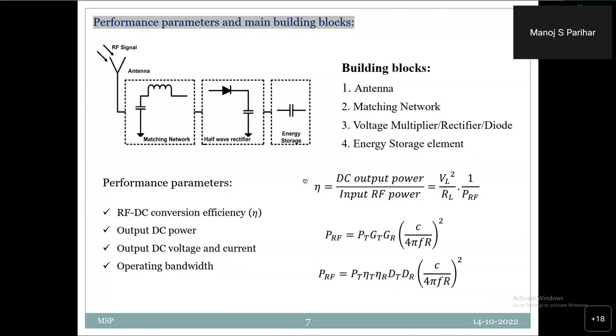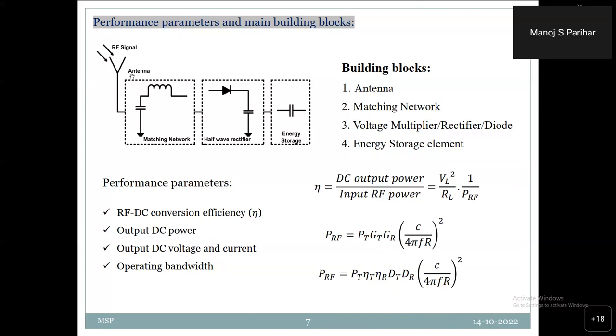So the basic building blocks are the antenna, matching network, voltage multiplier, rectifier diode, then the energy harvesting and energy storage element. And what are the performance parameters? We can quantify the performance of this energy harvesting circuit using RF to DC conversion efficiency, which is defined as the DC output power to the input RF power, or we can say VL squared, the voltage across your load, divided by the load resistance, divided by the RF input to the rectifier integrated antenna. Then the output DC voltage and current, and the operating bandwidth also, in which bandwidth your rectifier circuit will work. This is decided by the bandwidth of your antenna and the bandwidth of your matching network.